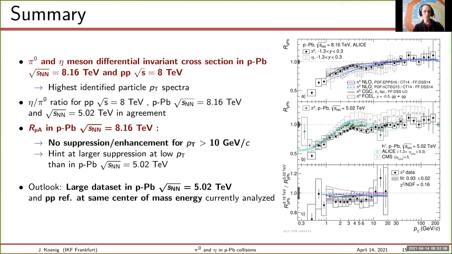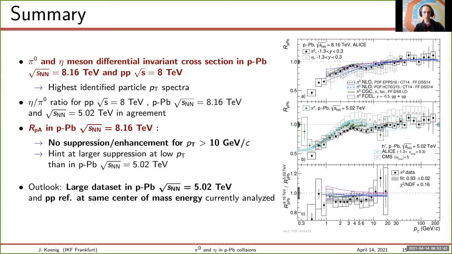So to summarize, I showed the pi zero and eta meson differential invariant cross section in PLED and PP collisions at 8 TeV. This is the highest identified particle PT spectra that we've measured so far. I showed you the eta to pi zero ratio for the different energies and collision systems and that they are in agreement. I showed you the RPA in PLED at 8.16 TeV. We don't observe any suppression or enhancement for PT larger than 10 GeV, and we have a hint at a larger suppression at low PT compared to PLED at 5 TeV.